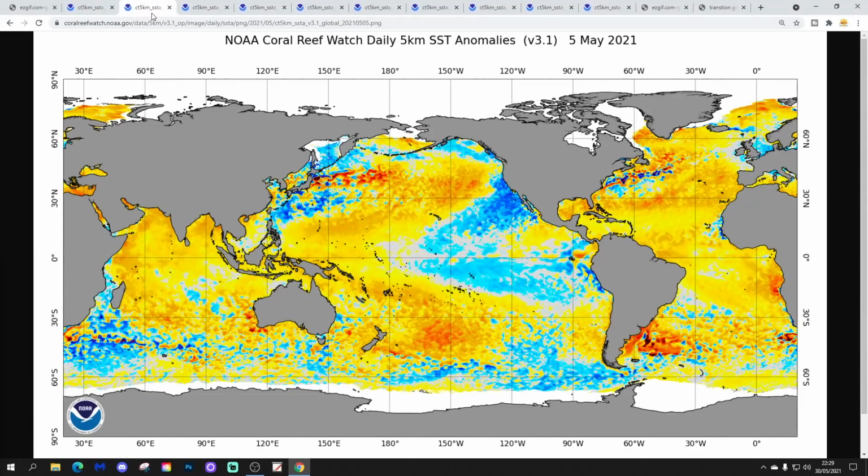Right, we go through to the 5th of May, so 5 days further on. This is how things are shaping up. Not much change, except it's getting warmer. So it's getting warmer to the south of Greenland. This area is getting warmer too.